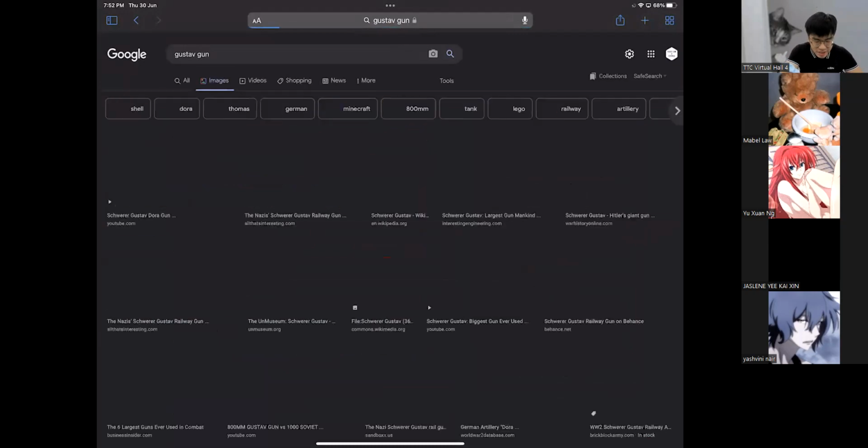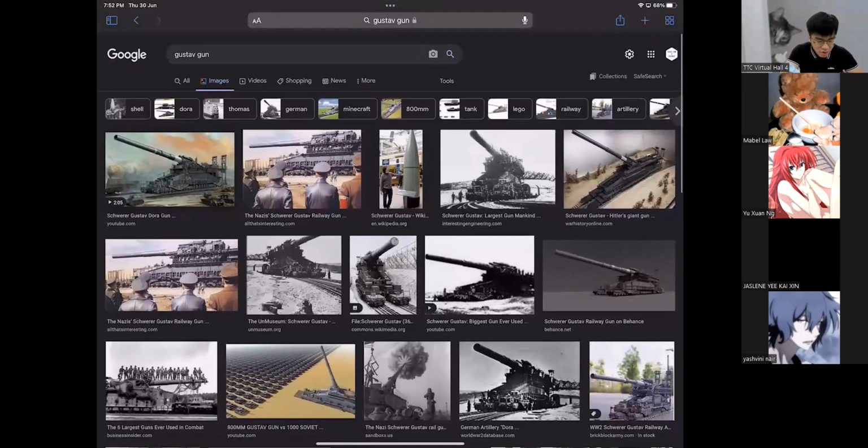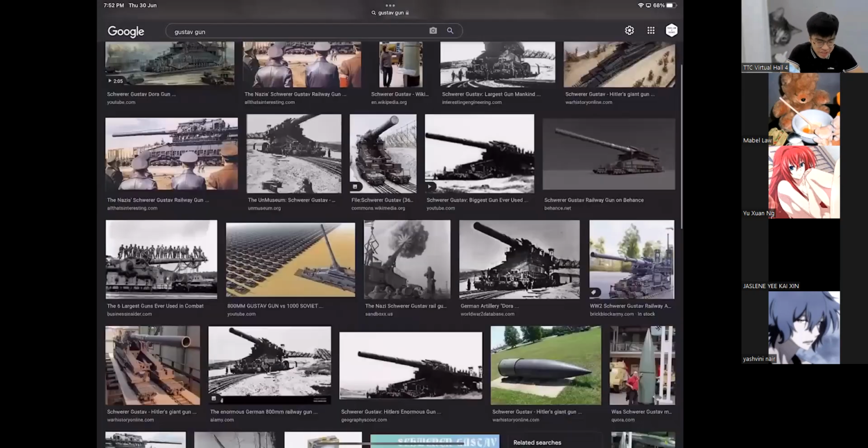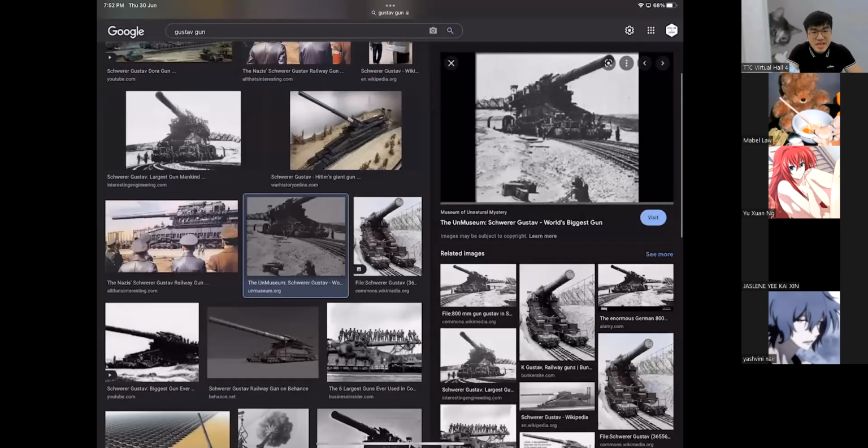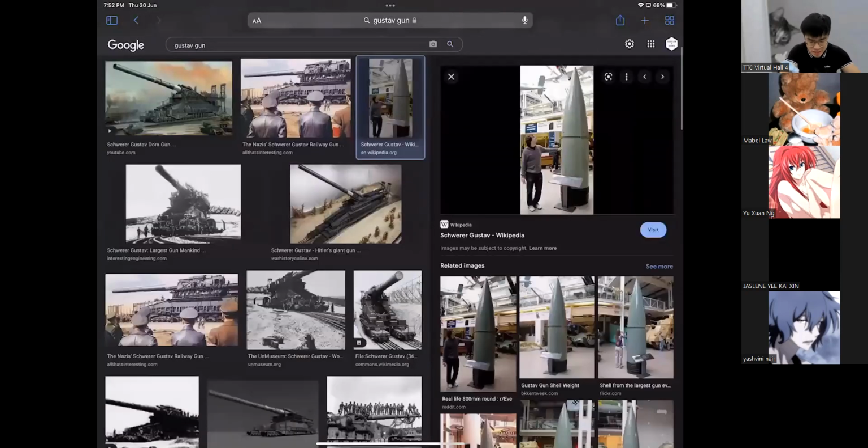This abomination is so freaking scary. It's basically a tank on rails. All right, imagine this thing, and you know how big the round is? How big the bullet is? The bullet is this freaking big. It's a freaking tank.